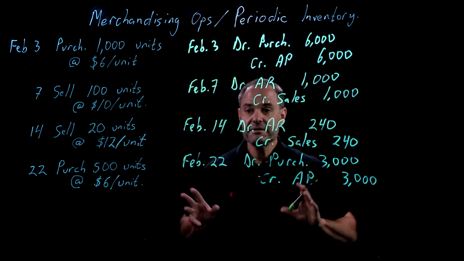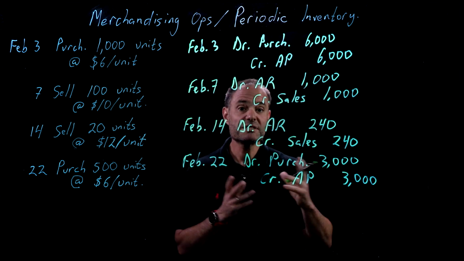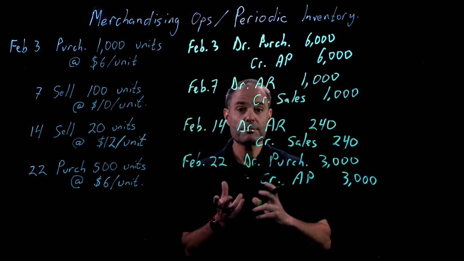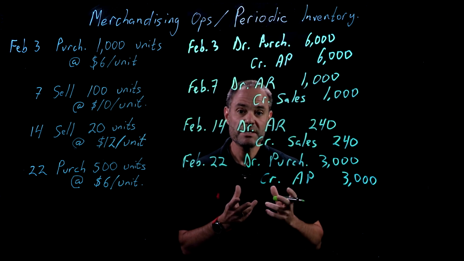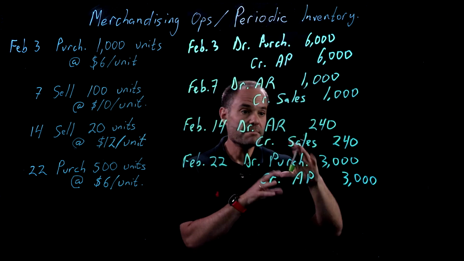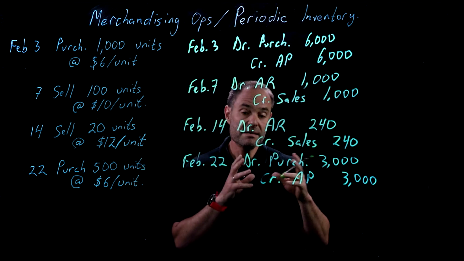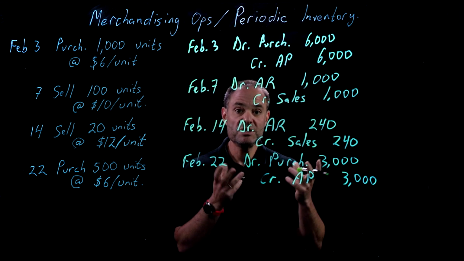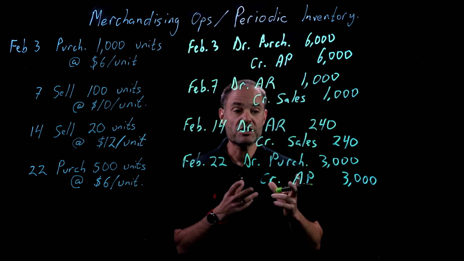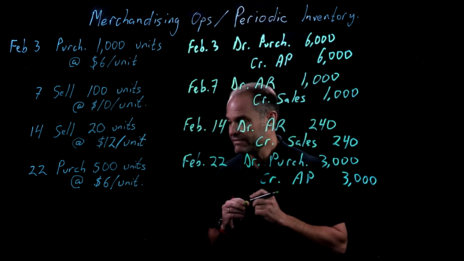Now we're at the end of the period, and now we have to go through a process of counting our inventory. Regardless of whether you use a perpetual system or a periodic system, you always have to count your inventory at the end of each period, in order to confirm that the amount in your books, if it's a perpetual system, matches what you physically have on hand. In a periodic system, you need that number in order to figure out what your cost of goods sold is. So we're going to go through the process of counting our inventory.